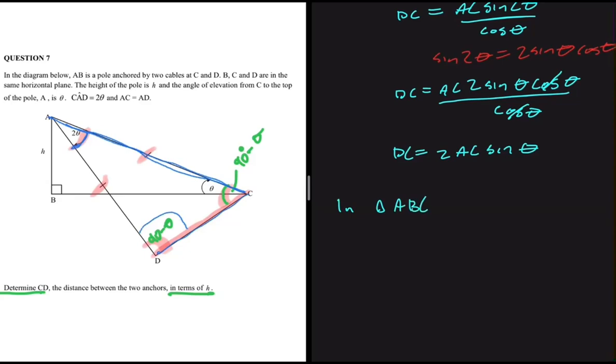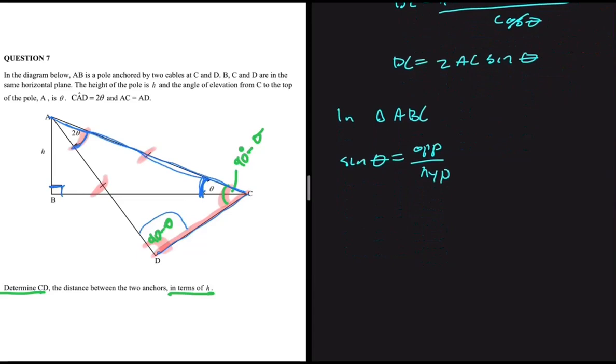triangle ABC. In triangle ABC, we have 90, here we have an angle theta, so we can use that angle. We can say that sine of theta is equal to the opposite divided by the hypotenuse. Here you can see our hypotenuse is going to be AC, right? So we're basically done with the problem. So sine of theta is equal to the opposite, which is h, divided by the hypotenuse, which is AC. If we solve for AC, we get AC is equal to h divided by sine theta. For the faint-hearted ones, what we did here, we cross-multiplied, we got AC sine of theta is equal to h, so AC will be h divided by sine of theta.